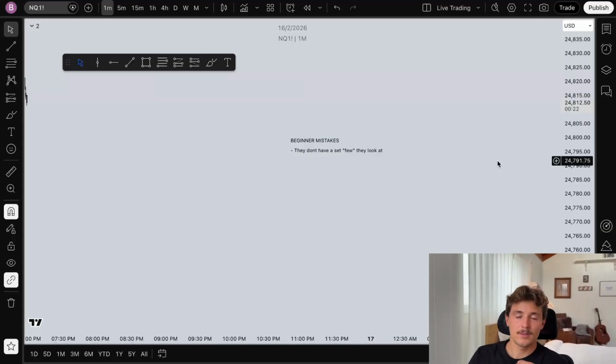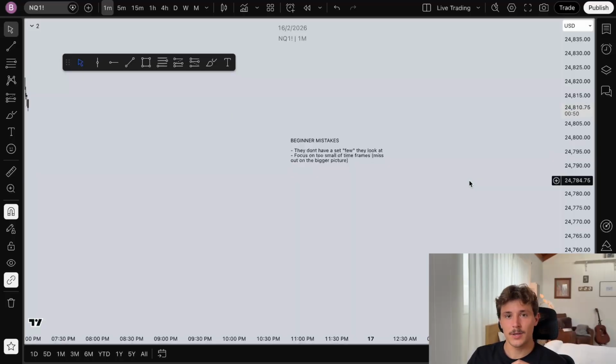Now, there are a lot of beginner mistakes that happen within time frames. The biggest one is they just don't have a set few that they look at. You want to select a few that you look at consistently, because it's going to help make your market analyzing extremely consistent on a daily basis. The biggest thing, though, is that beginner traders focus on too small of time frames. They want to jump into the action immediately without having a bigger picture of what's going on in higher time frames.